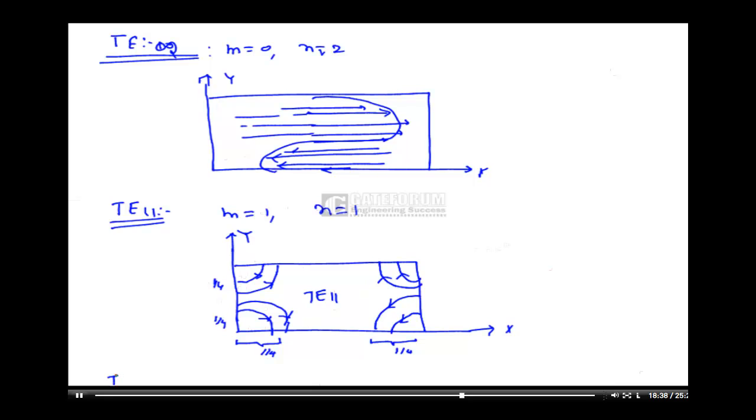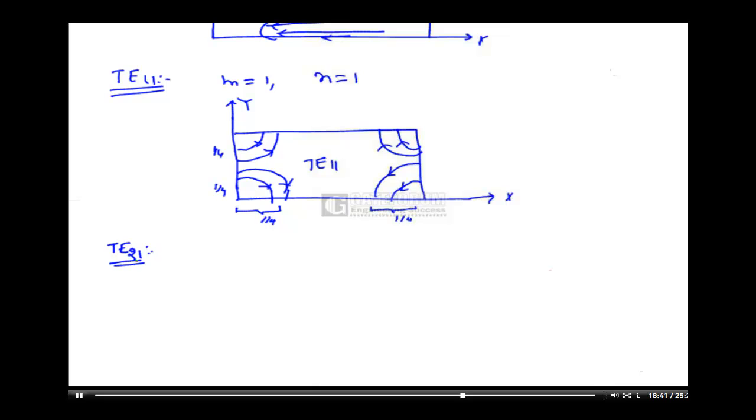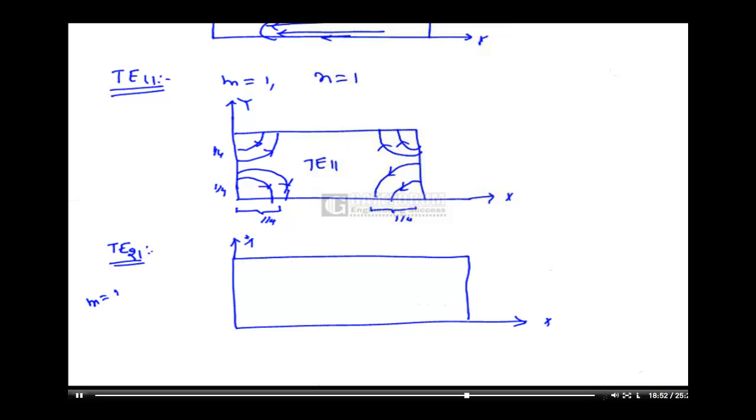Suppose you want to represent the TE21 mode. It is very simple now. This is the x-axis, this is the y-axis. Along the x-axis, m is equal to 2, n is equal to 1. Therefore, the number of half cycles along the x-axis is 2 and along the y-axis is 1. So I am representing it like this. First of all, represent along the y-axis. This is half, this is another half, so total along the y-axis is 1.